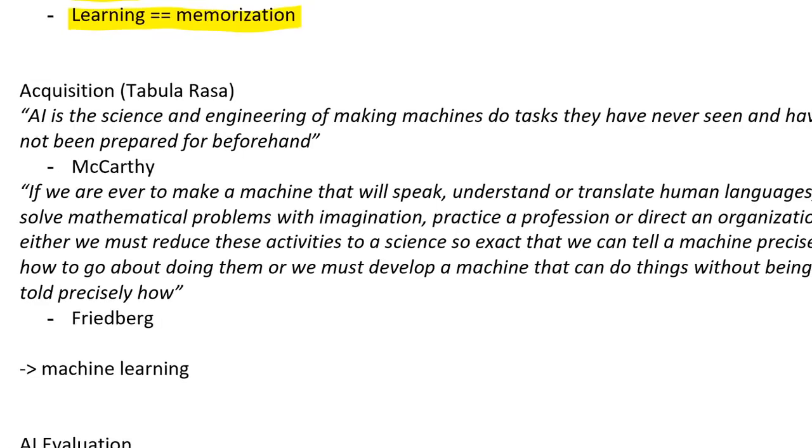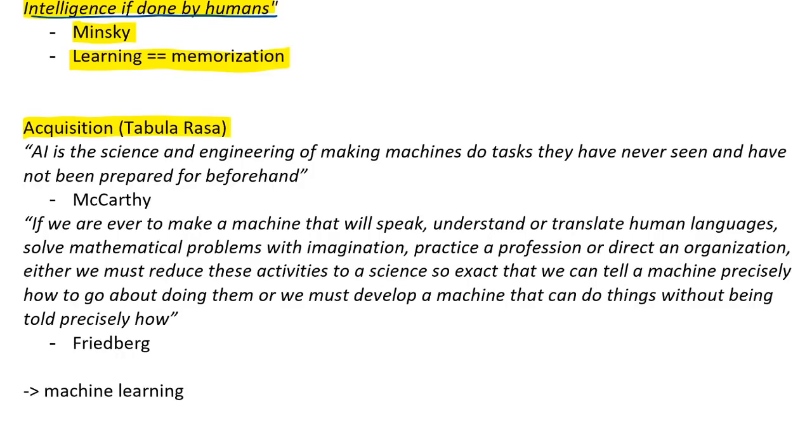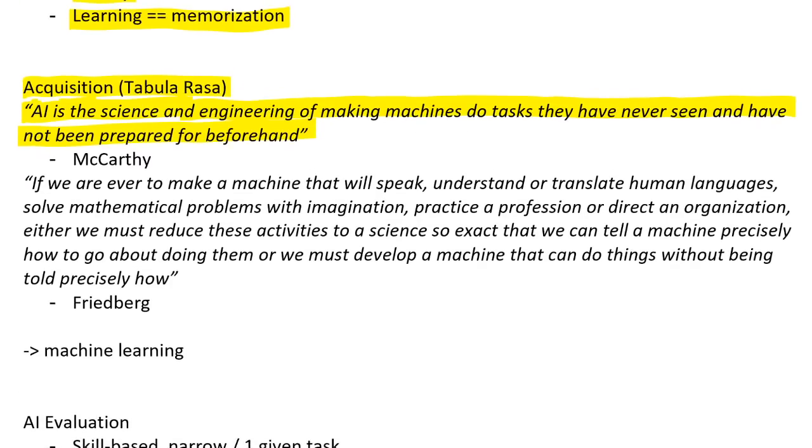The other extreme viewpoint is this tabula rasa viewpoint, where you come into this world and your brain is a blank slate, and all of your abilities you must acquire through learning throughout your life. So this is another extreme viewpoint. And in terms of intelligence, where that leads is the following. AI is the science and engineering of making machines do tasks they have never seen and have not been prepared for beforehand. And that's a quote by McCarthy. And Friedberg: if we're ever to make a machine that will speak, understand, translate human languages, solve mathematical problems with imagination, practice a profession, or direct an organization, either we must reduce these activities to a science so exact that we can tell a machine precisely how to go about doing them, or we must develop a machine that can do things without being told precisely how.